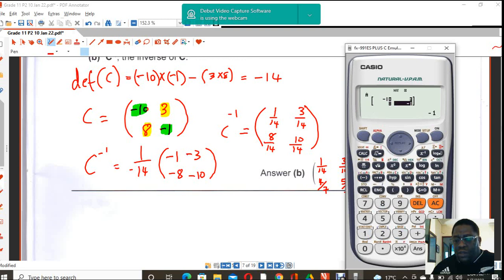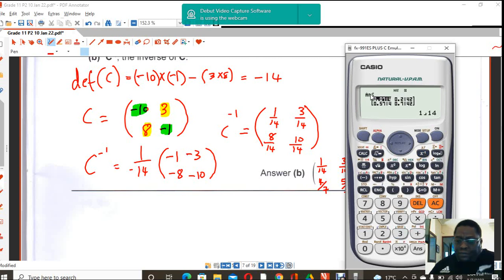-1 equal to. Okay, so I'm going to say shift matrix and I'm going to find the inverse. So that was matrix A, I believe. So I'm going to pick 3 and I'm going to find the inverse, and that is the inverse that we are using there.